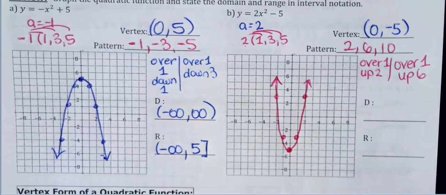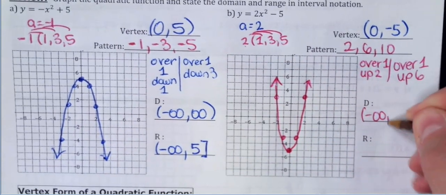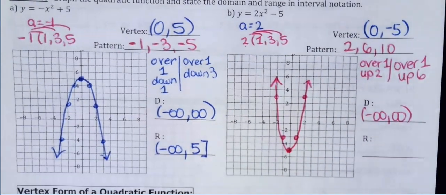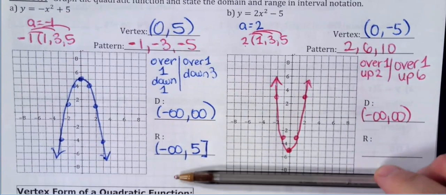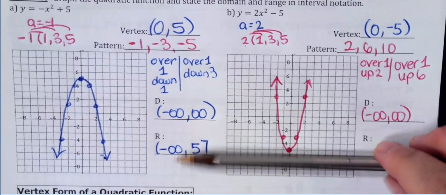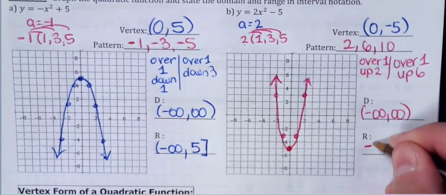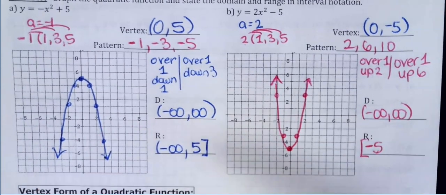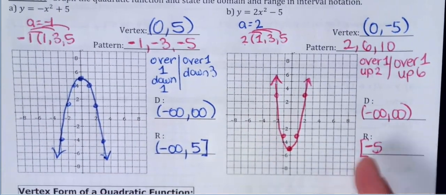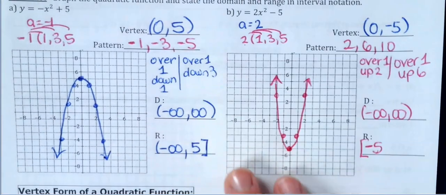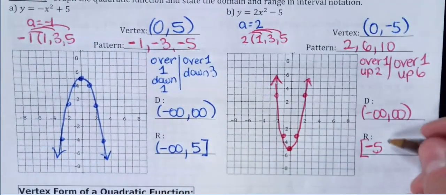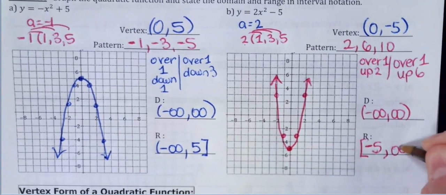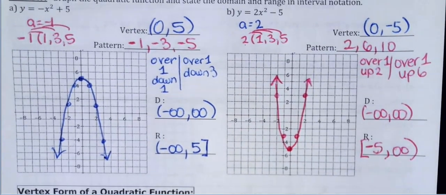Domain, no matter what, goes left and right forever. It looks like it points up, but one side points to the left, this is your left, and one side points to the right. The range, what is the lowest possible y value on this graph? The -5. So this looks different in terms of the range than the one we just did. This one I'm going to start with the y-coordinate of the vertex. Then everything else goes up forever. We're going to cover all the y values above that. So that's going to be -5 to +infinity.